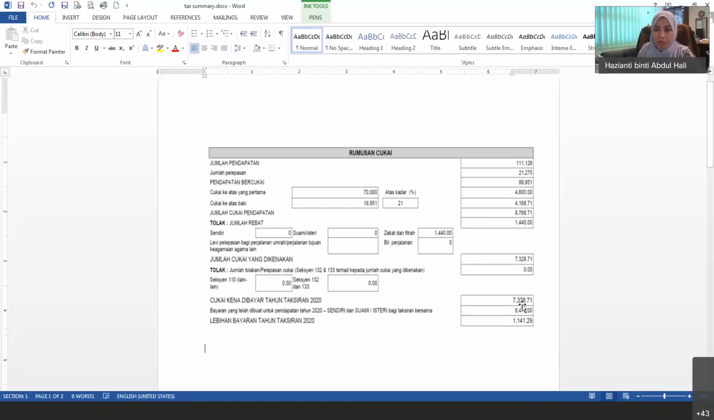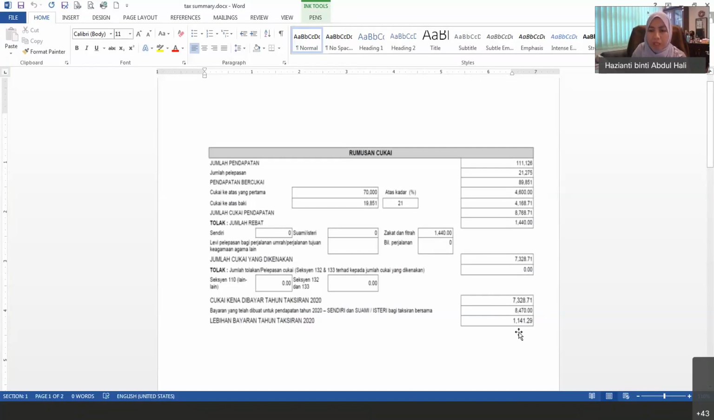And remember, the cukai kena bayar, let's say this is for year assessment 2020, baru je yang ni 7328. Tapi remember, as an employee, so every month dah ada schedule tax deduction tu, potongan cukai berjadual, every month dalam gaji dah tolak cukai. So untuk tahun 2020, cukai yang telah dibayar based on potongan gaji is 8470. Nampak tak? Lebih kan? Lebih dari yang sepatutnya dibayar. So adalah lebihan bayaran untuk tahun taksiran 2020.